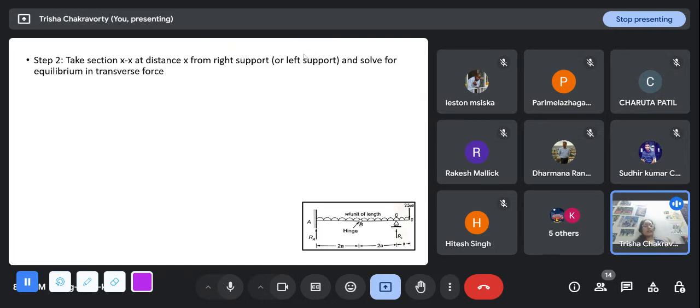Now I take a section as we do. I have to take section XX at each special zone. So each distinct zone, AB is a zone, BC is a zone, and CD is a zone. So I'll solve for equilibrium. And here I'm approaching from the right side.